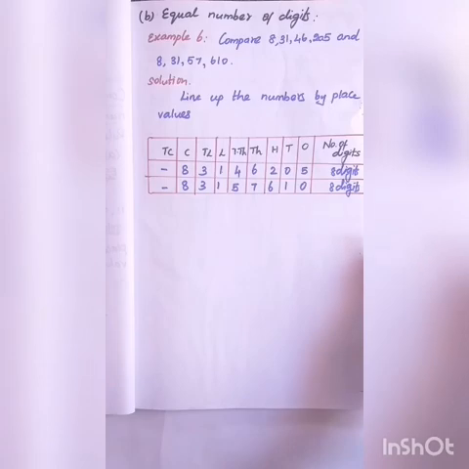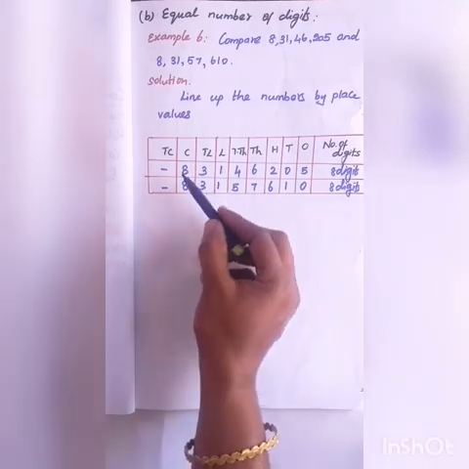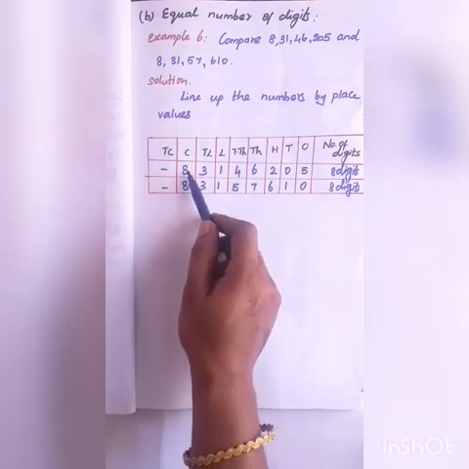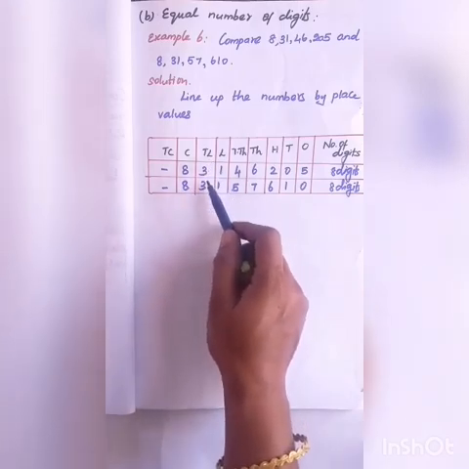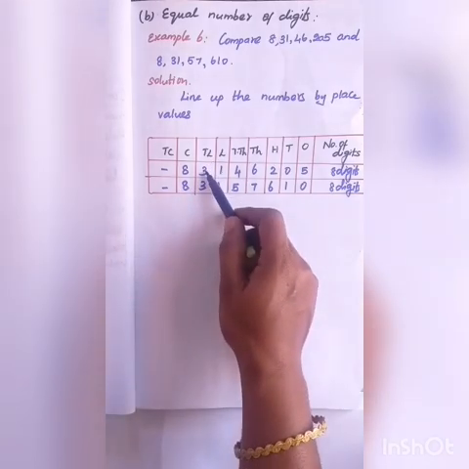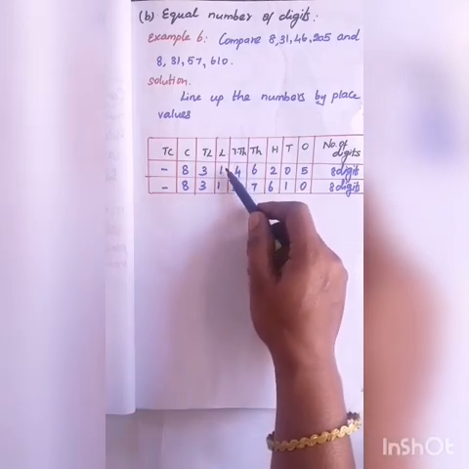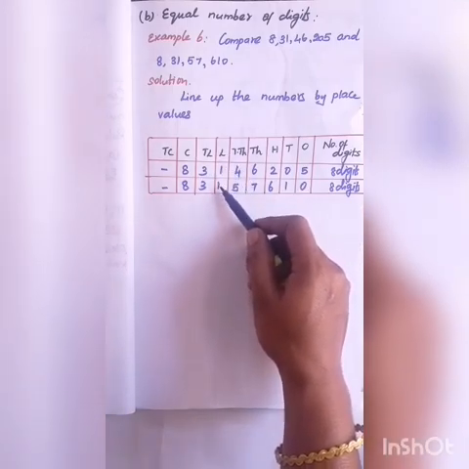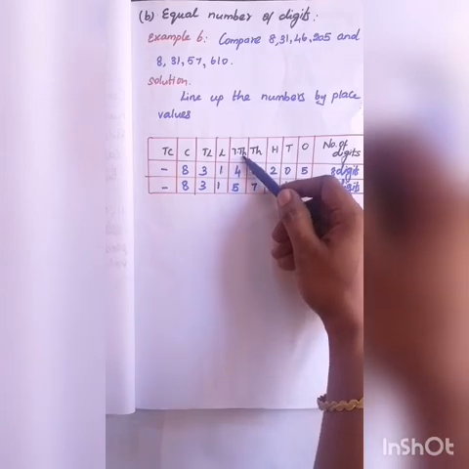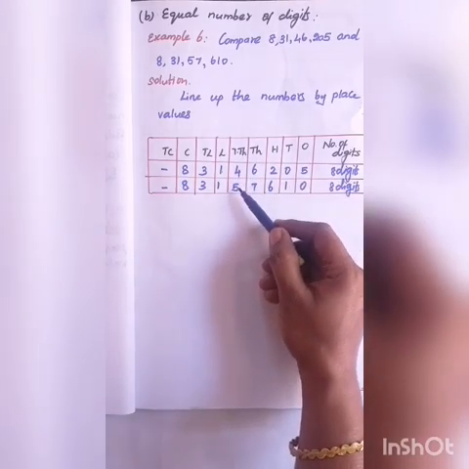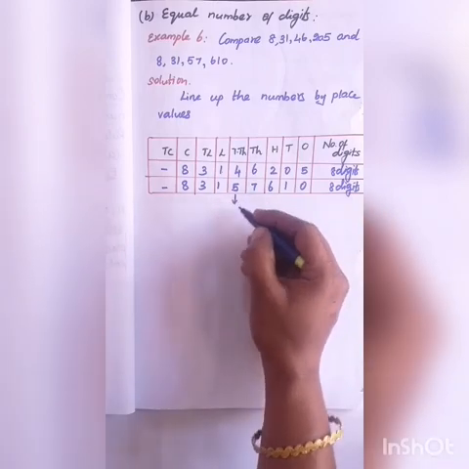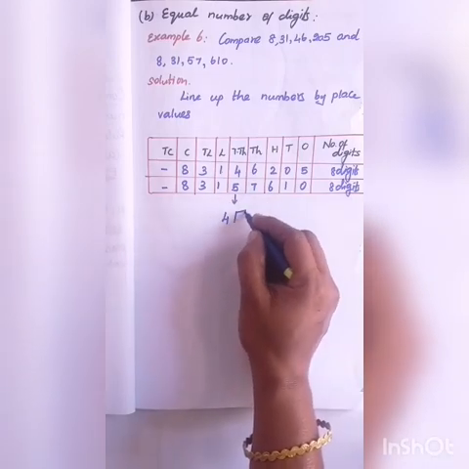Next you have to compare the place values. From the crore place you have to check. Here 8, here also 8, so leave it. Next, 10 lakhs. Here 3, here 3, so both are same. Leave this. Next, lakh place. Here 1, here also 1. So leave this place. In the 10,000 place you find that the first number has 4 and the second number has 5.